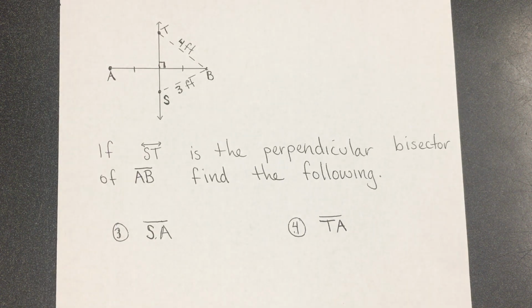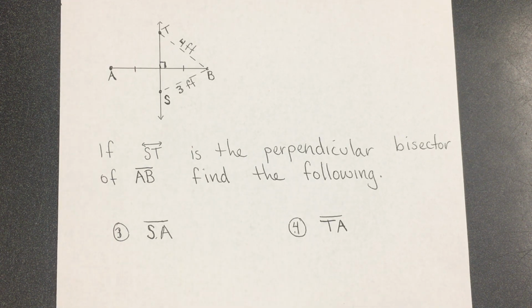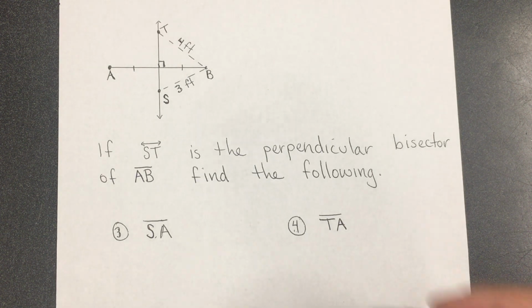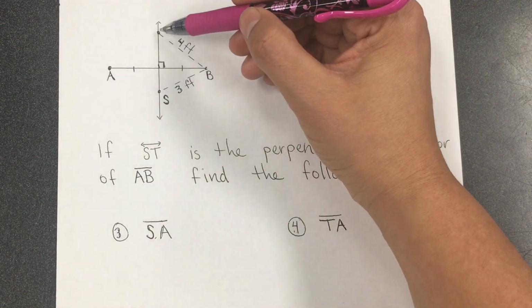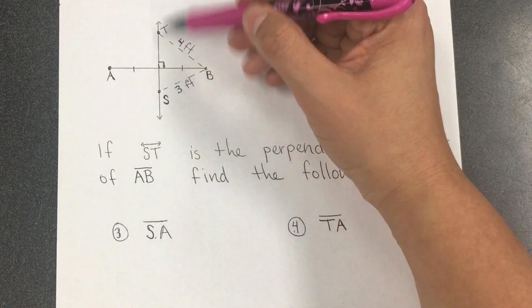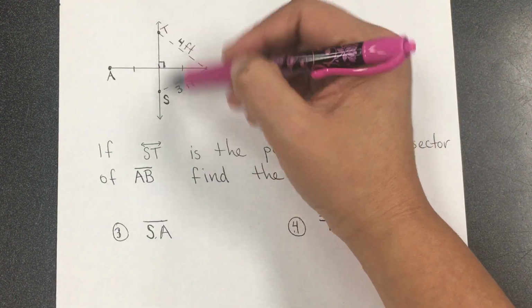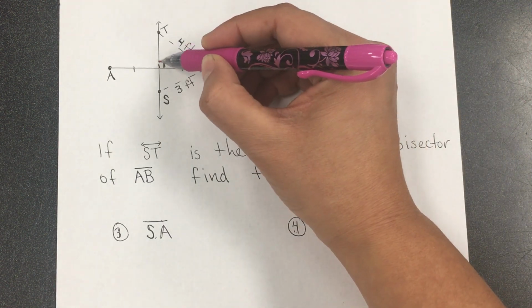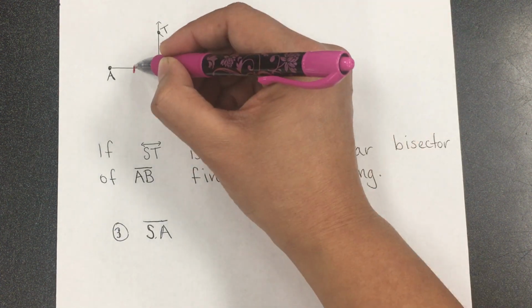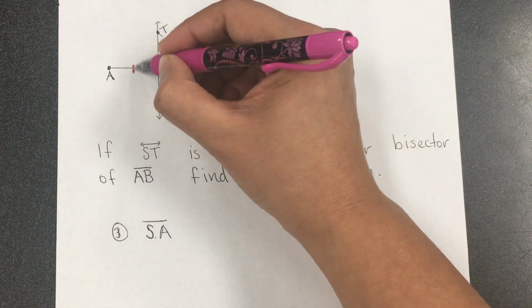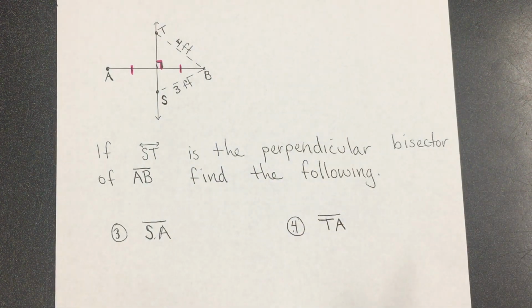Okay, so in here we have another one. It says if ST is the perpendicular bisector of AB, find the following. So we already know that this is the segment AB. This is ST or TS, it doesn't matter. That's a perpendicular bisector: perpendicular because of the 90-degree angle, bisector because it cuts it into two equal segments.